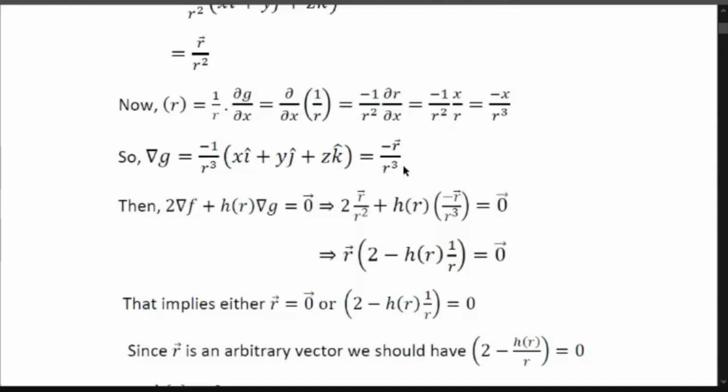So we have found out del g is minus r vector times 1 by r cube. Then it is given that 2 times del f plus h of r times del g is equal to 0 vector. So that implies 2 times del f, we have found it is r vector by r square, plus h of r times minus r vector by r cube. Minus r vector by r cube means minus 1 by r cube times r vector. So that is equal to the 0 vector.